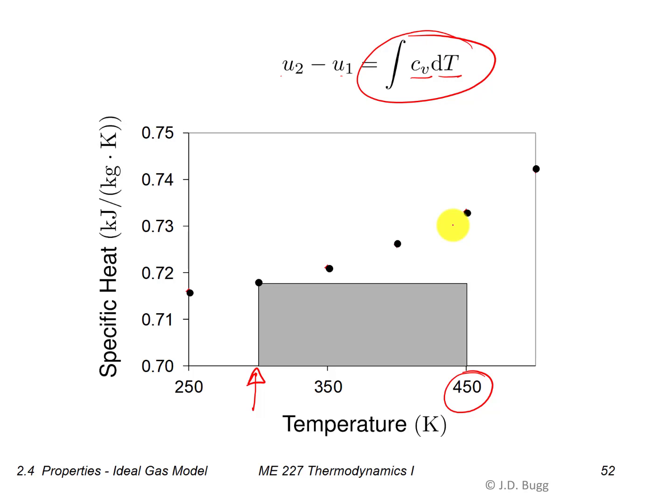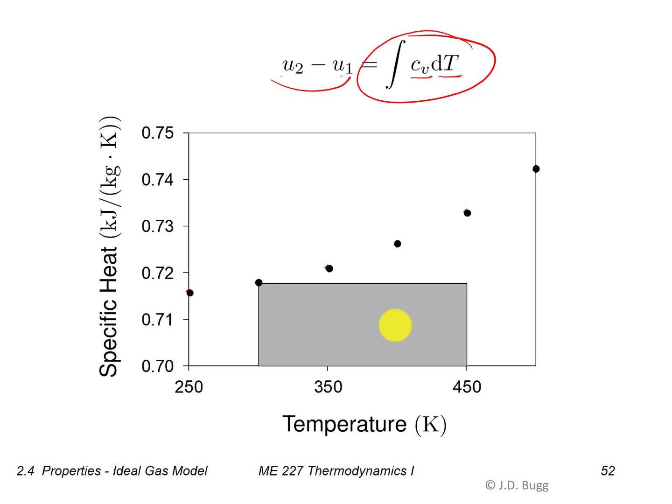The first time that we did this calculation, assuming constant specific heats, remember that we used the value of CV at the low temperature here. So essentially that first value of U2 minus U1 that we calculated is this gray area. We're using the CV at the low end, multiplying by the change in temperature, 150, and we got that first estimate of U2 minus U1. So that first estimate we made is represented by this gray area.